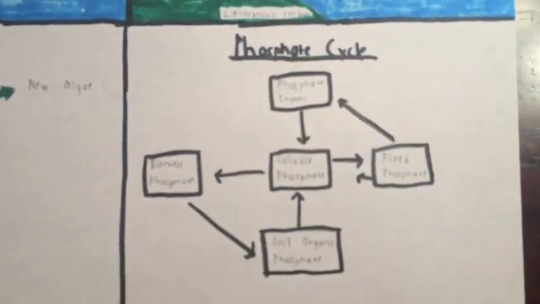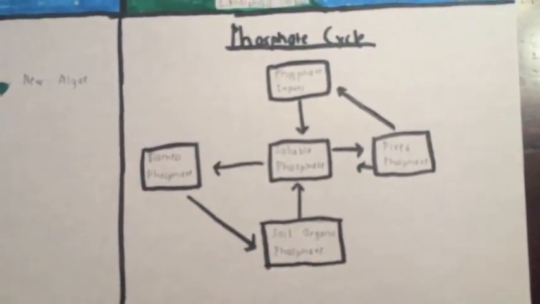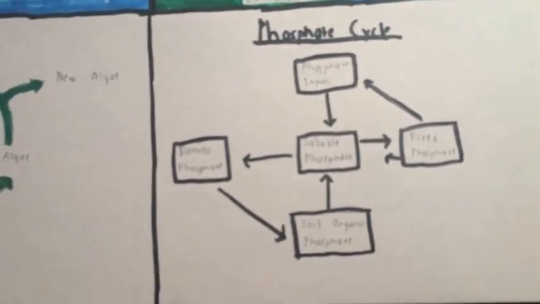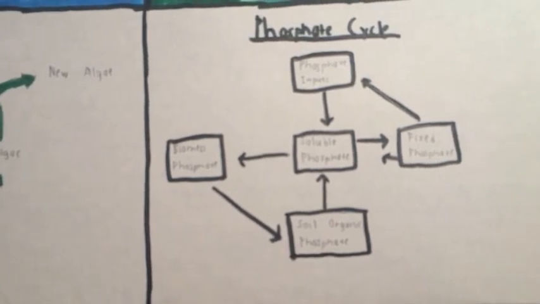The last cycle, the phosphate cycle, is the biogeochemical cycle that describes the movement of phosphorus in the lithosphere, hydrosphere, and biosphere.